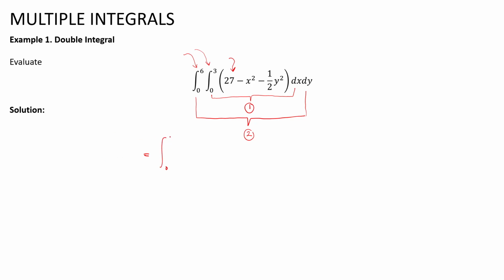So from 0 to 6, place a bracket. That would be 27x, then integrate the next term. Since we have a value of x here, this becomes x cubed over 3. Then evaluate the next term. Again, just ignore the y portion because we are integrating with respect to x. So this gives us negative 1/2 xy squared. And then evaluate the limits, from 0 to 3, then dy.